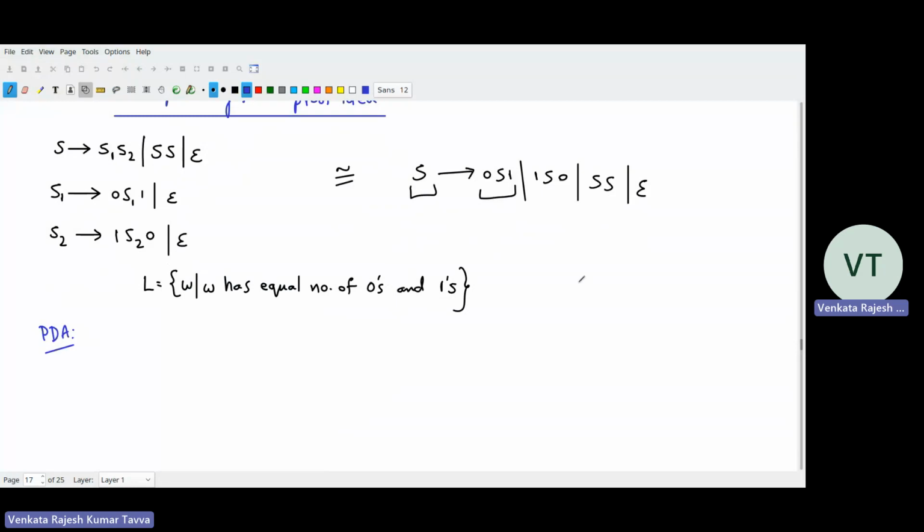Push when you see 0 and pop when you see 1. Okay, that's it. That will cover only 0 power n 1 power n kind of strings. That will cover only 0 power n 1 power n and 1 power n 0 power n. What about other kinds of strings? Interspersed zeros and ones.